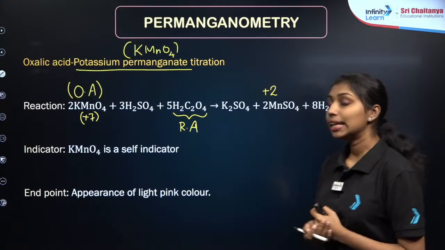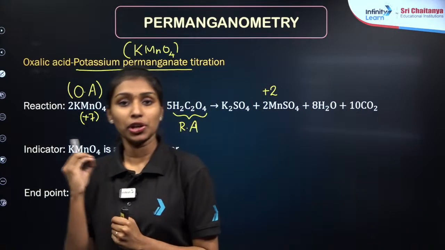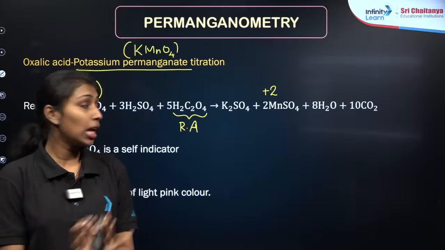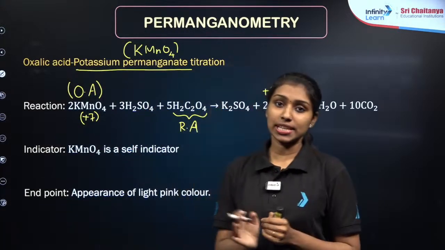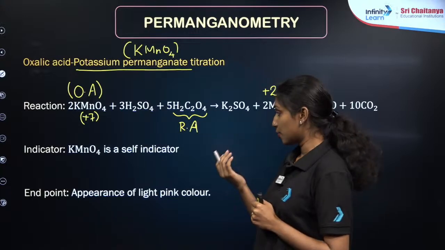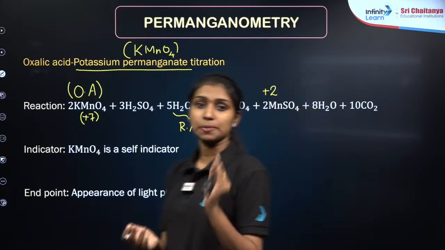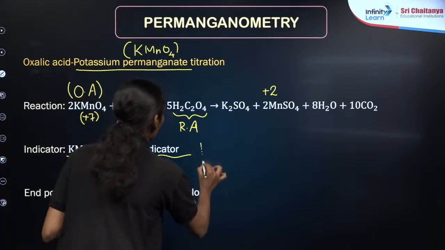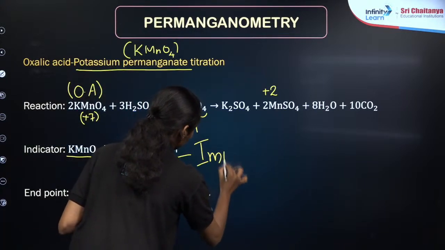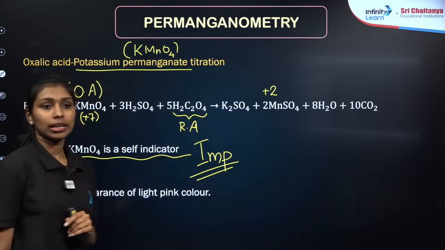Clear? Then I have already mentioned that in the case of redox titration we are using some indicators, right? But in the case of permanganometric titration, the potassium permanganate itself acts as an indicator because it is used as a self indicator. It shows a color, that is pink color, right? KMnO4 is used as a self indicator here. This point is very important.